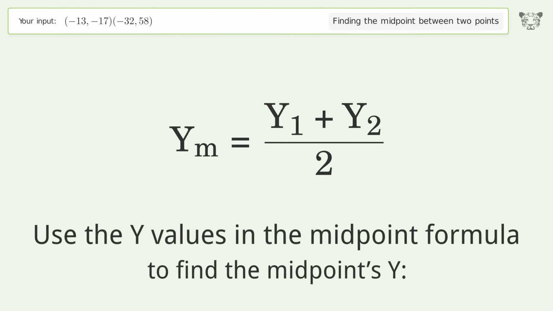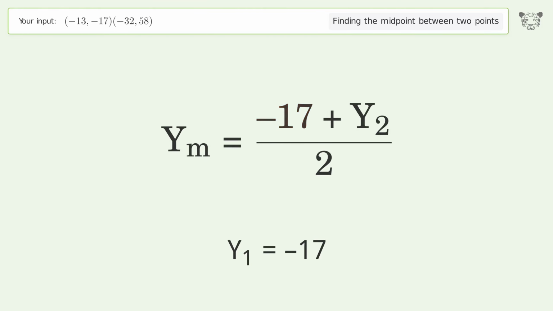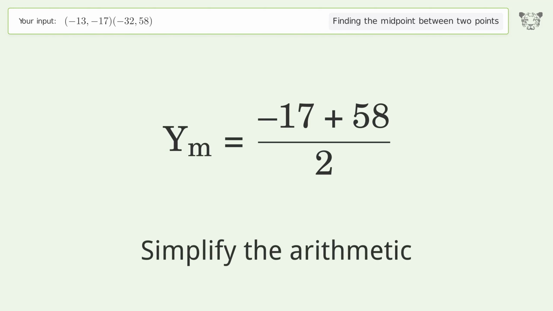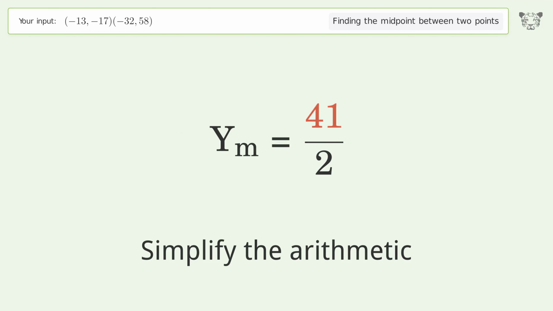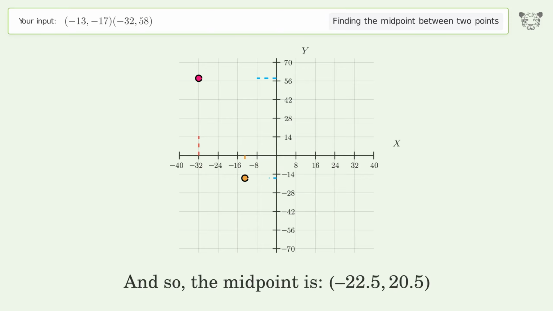Use the y values in the midpoint formula to find the midpoint's y. y1 equals negative 17. y2 equals 58. Simplify the arithmetic. And so, the midpoint is negative 22.5, 20.5.